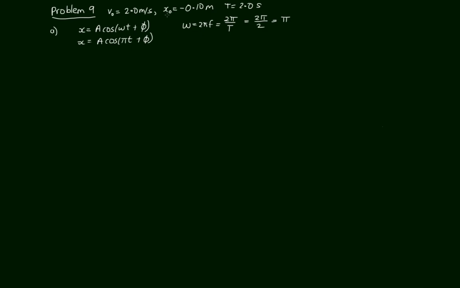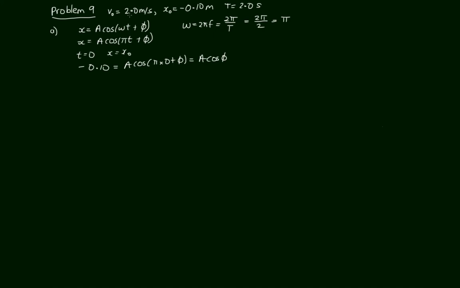So let's substitute in what we know. We know that at t equals 0, x is equal to x0. So we've got minus 0.10 is equal to A cos(pi times 0 plus phi). So we can write this as A cos phi. Okay, so that's one thing we know.